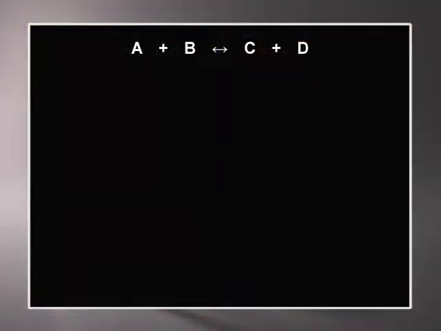To keep this discussion as simple as possible, we'll use a very simple reaction. A plus B produces C plus D. We know how to write down the equilibrium expression for K. It would equal the concentration of C times the concentration of D divided by the product of the concentration of A times B. And at a given temperature, this expression would always equal the same number, namely the equilibrium constant.